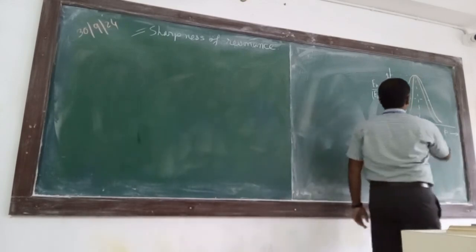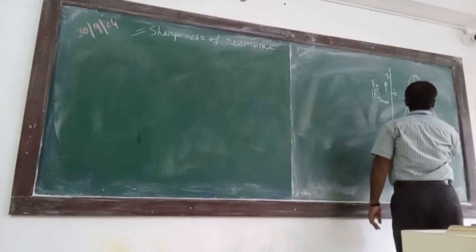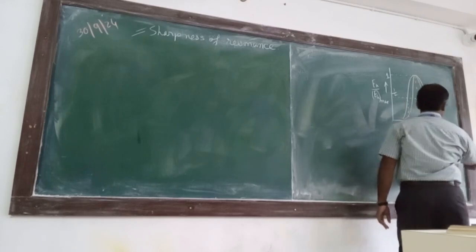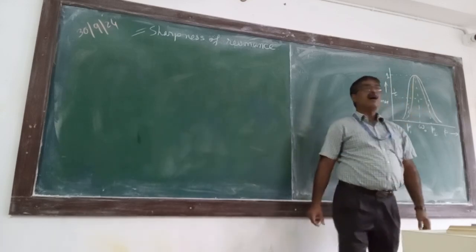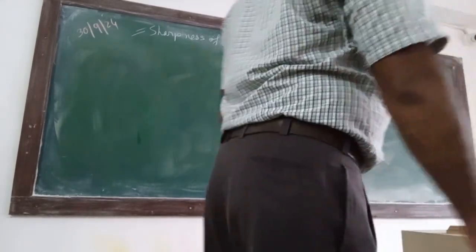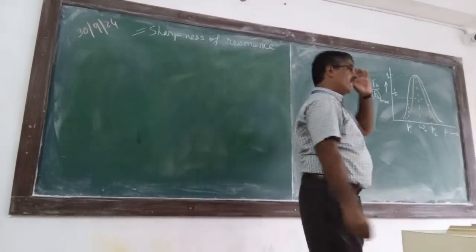Now, when Ek by Ek max becomes half, we say this is P1 and this is P2. So at P1 and P2, Ek by Ek max becomes half. So draw the figure.